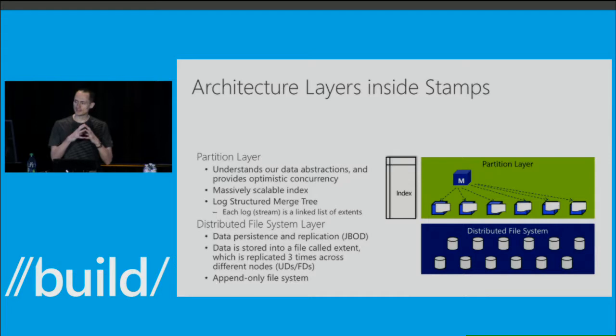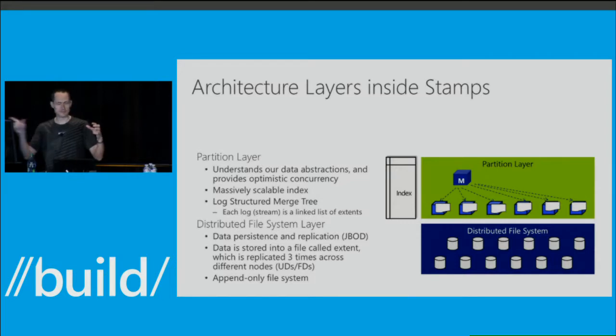So we treat our data abstractions for the partition layer as these logs. Okay? We call these streams. So whenever you update anything, the updates that come in for your data are appended to the end of these logs. What that means is that they're appended to the last extent in that log. So a log is basically a linked list of these extents. All the prior extents in this list are sealed, and we never append to them. The last extent in this list we append to. So this is the log.